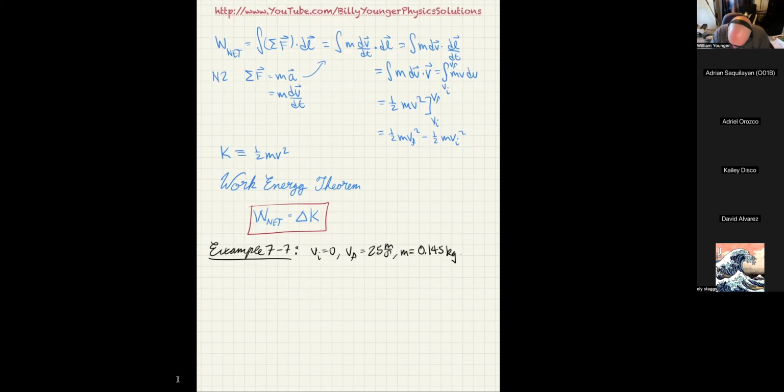Now that I have that, we want to first say what is its kinetic energy. So K equals question mark. That's part A. And then part B, they want to know what was the net work done. So W net equals question mark from V initial to V final. So that's the two questions we're going to ask. I'll go ahead and say solution.